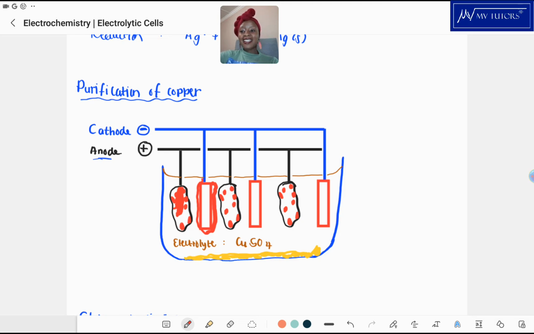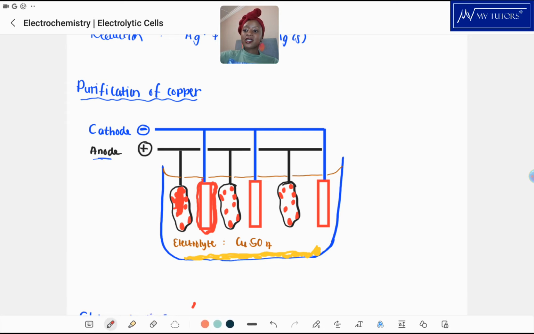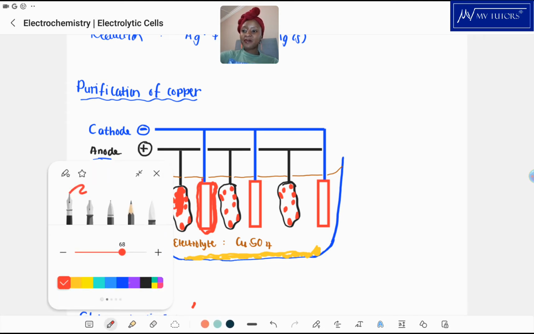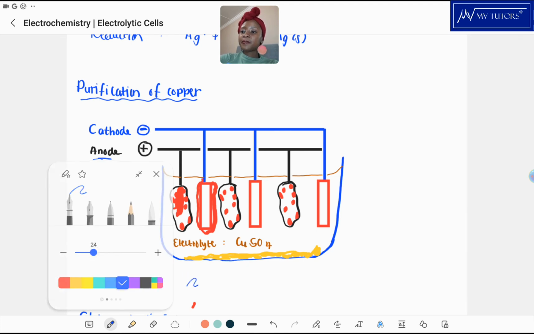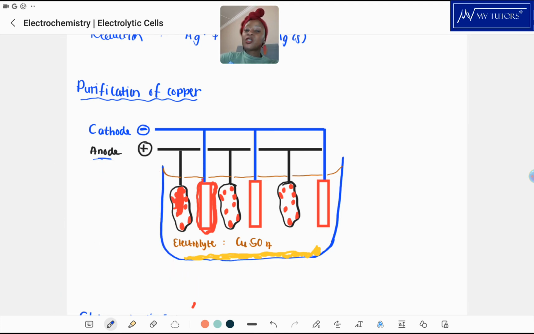Let's see what kind of reactions we are expecting at the cathode and at the anode. My pen is a little bit malfunctioning, I don't know what's happening there. But yeah, you start off at the anode with your impure copper. Let's reduce the size. Sorry, impure copper at the anode, but the pure part of it. So it's all solid.